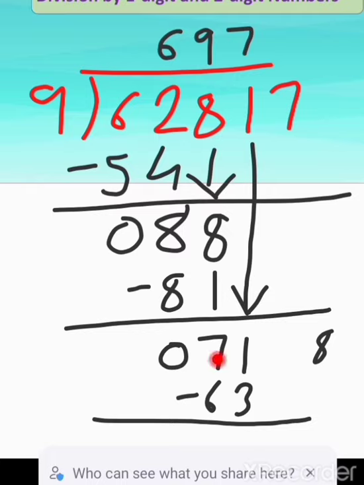And here I got 7. 1 is given to 1, so it is 6. 6 minus 6 will be 0. I got 8 and this 7 I'm going to copy here. So my number is 87.